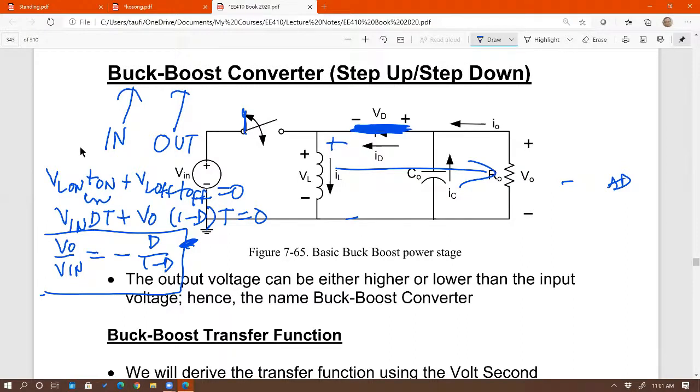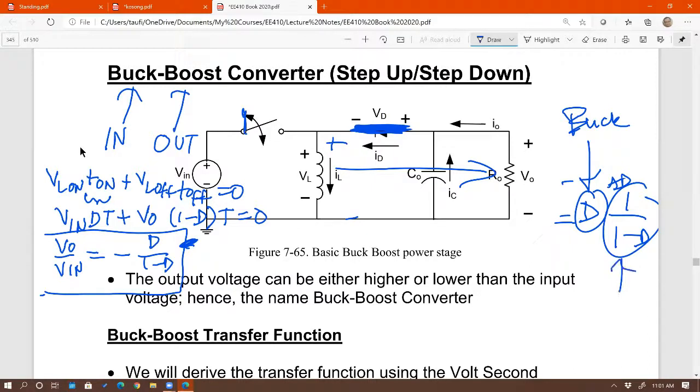Look, what can you say about the transfer function? D and then times 1 over 1 minus D, right? What about this D? Where is that coming from? What transfer function is it coming from? Buck. Where does that 1 over 1 minus D come from? Boost. That's why it's a buck boost function. So from this topology, you get buck and boost. You can step down and you can step up. The only problem is it has this negative sign in front, right? For some applications, that could be a problem.